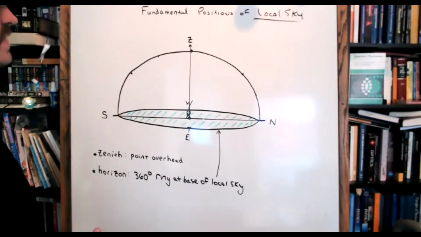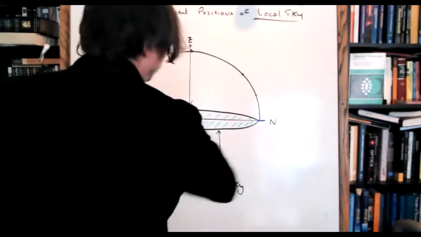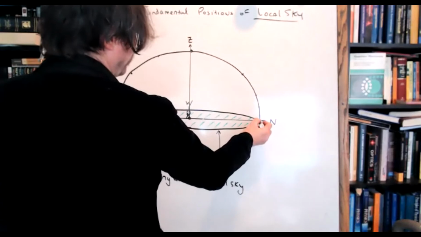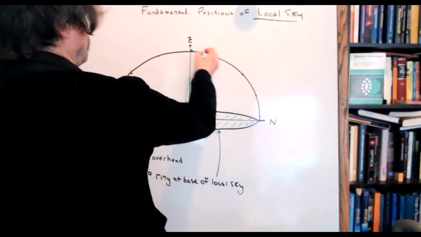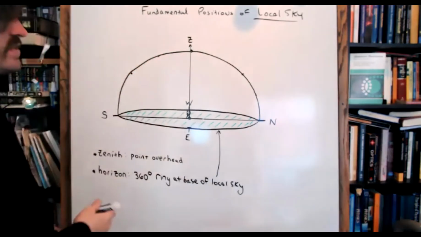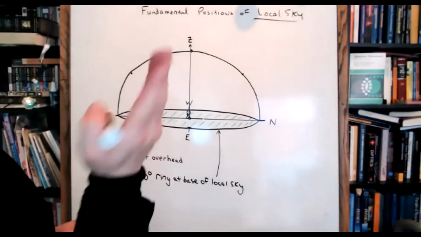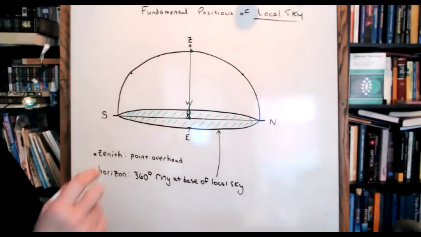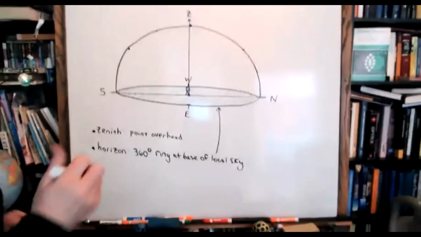I also want to define another key vocabulary term. I want to define the arc that runs from the northern horizon up through the zenith and down through the south. That arc, which slices your sky in half, is called the meridian.